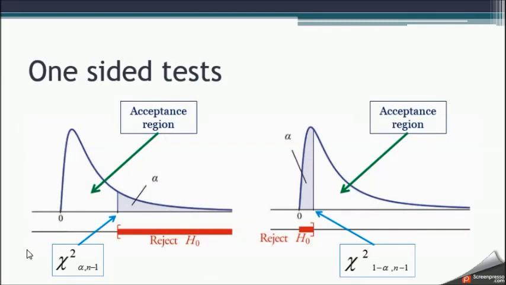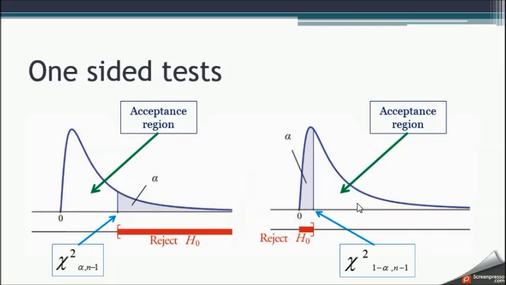But in case of a one-sided test, we have alpha completely in one direction. So if we have larger than in the alternative hypothesis, we have alpha completely to the right. Here we have the critical value for chi-square to be chi-square alpha, n minus 1. n minus 1 is the degrees of freedom, and alpha here means the area under the curve to the right of chi-square is alpha. So the area under the curve from this point until positive infinity is alpha. So this is the rejection area where we reject the null hypothesis. This is the acceptance region where we fail to reject the null hypothesis.